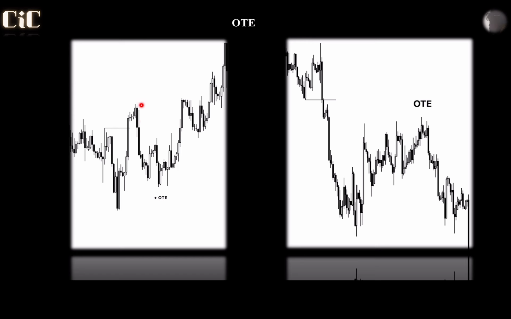You wait for a pullback, and this is the OTE. It's the pullback, right? So it's a deep retracement, which they use to scare away people after the market sentiment has shifted from bearish to bullish or vice versa. So as soon as this happens over here, we have switched now to bullish.